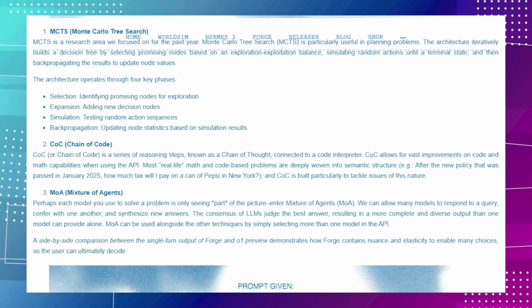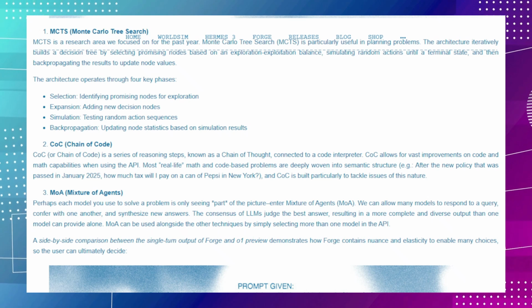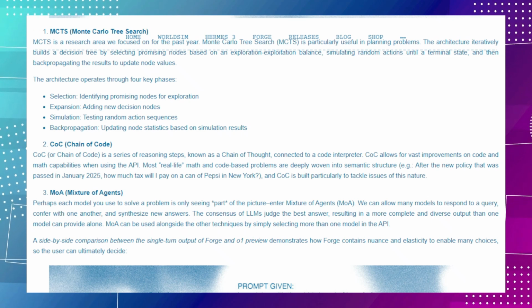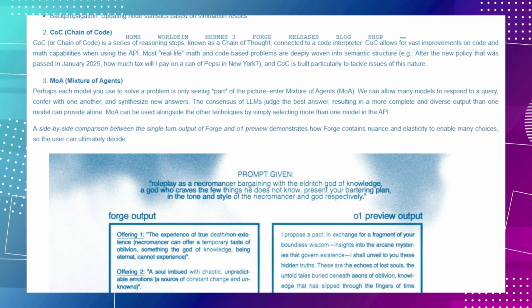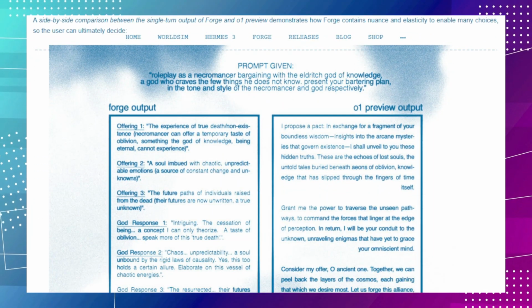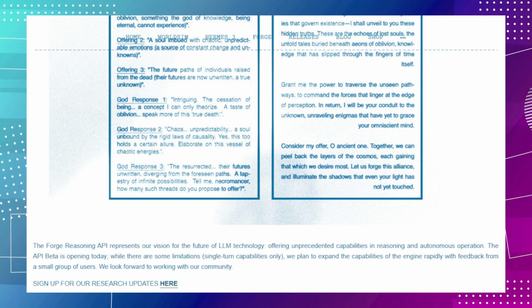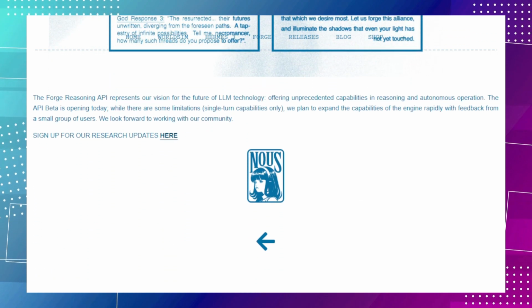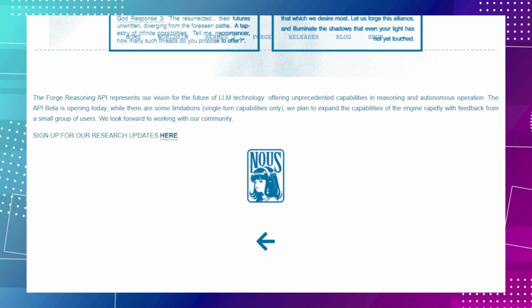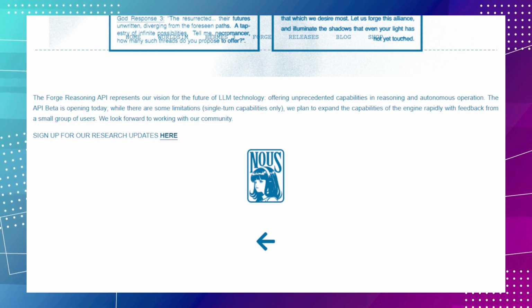And the best part is that Forge is designed to work with a variety of popular models, including Hermes 3, Claude Sonnet 3.5, Gemini, and GPT-4. Keep an eye out for the Forge Reasoning API Beta, launching soon for a select group of users. This is a huge step forward in LLM technology, so stay tuned to Nous Research for more updates.